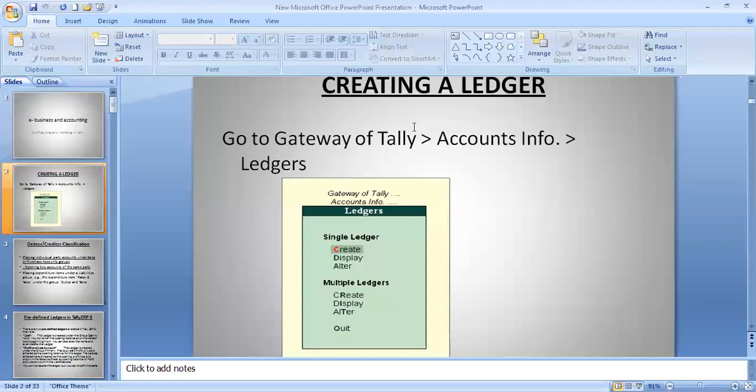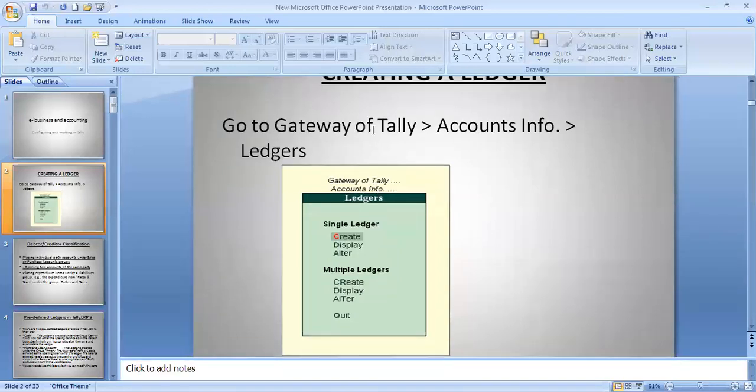So how do we go about creating a ledger? First, very important, get to the Gateway of Tally, then click on Accounts Information, then Create Ledger. Automatically, if you click on Accounts Information and Create Ledger, a screen display appears. So what is this? A single ledger you can create and display as well as alter. If any modifications are needed, they can be done here.